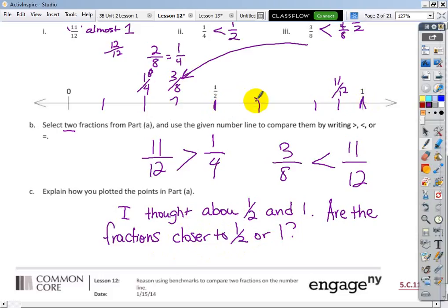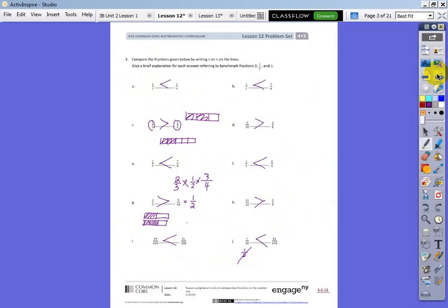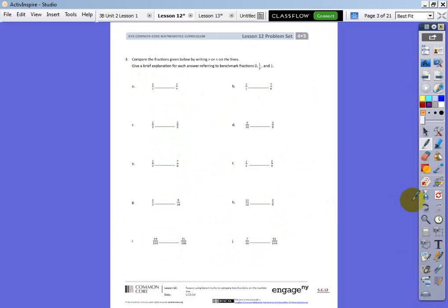And will it be more than half of something? 11 out of 12 is more than half. 3 out of 8, it's less than half. 1/4 is less than half. So I knew where to put those. Let's see here. Take a peek at these and see how we would do these real quick.